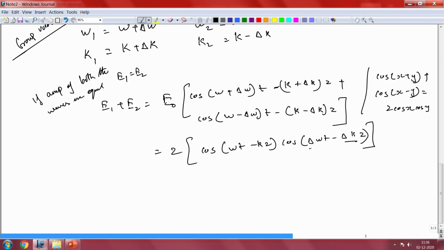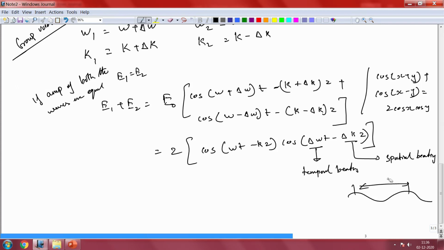So what are all these delta k and delta omega? This is your beating of these two waves. It's called temporal beating, and this is spatial beating. Beating is nothing but interference of these two waves. There are two components, and they are beating with each other. If you look at beating, it's about the beat length, temporally how far these are beating. So that is the beating factor.